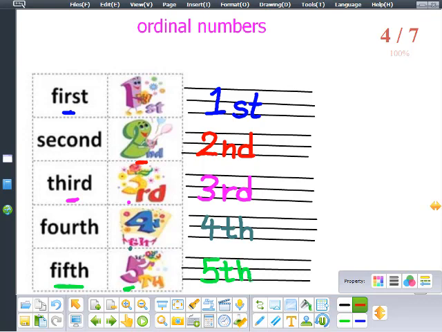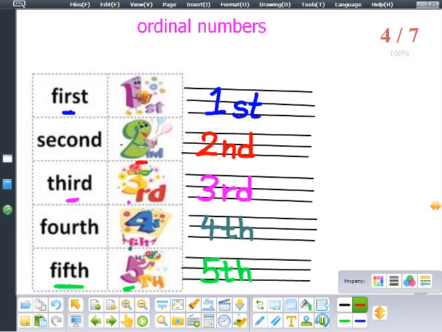Fifth, like number 4. So we call it fifth. Again, let's see them again. The number 1 in order, we call it first. First. And we write it like that or like that. This is the abbreviation.